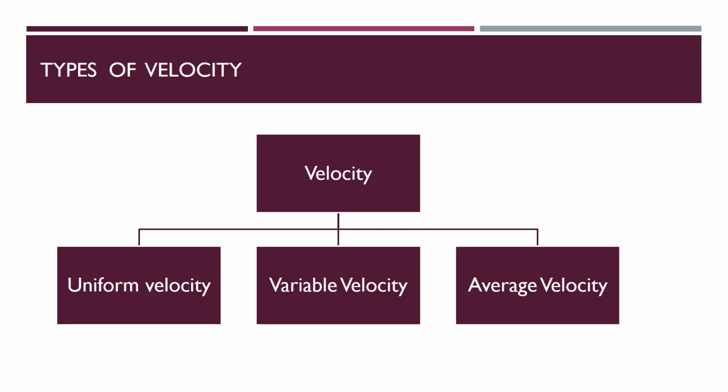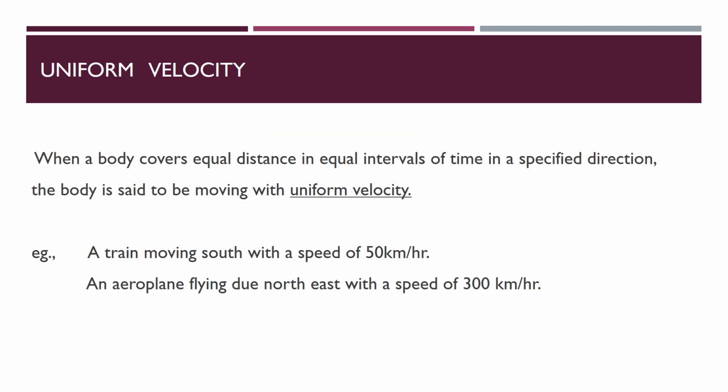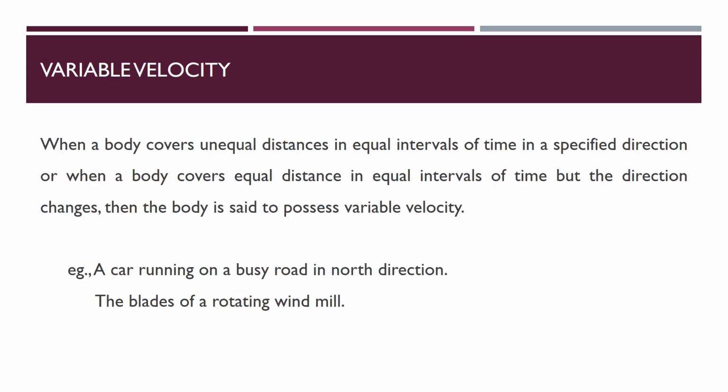If we classify velocity, it is of three types: uniform velocity, variable velocity, and average velocity. As is clear by the name itself, uniform velocity is the velocity where the object is in a state of uniform motion. That means the body must cover equal distance in equal intervals of time and the direction of the body should not change. Now, what is variable velocity?